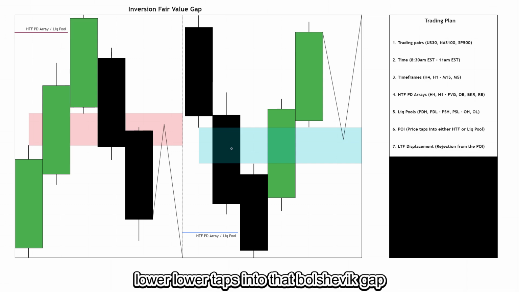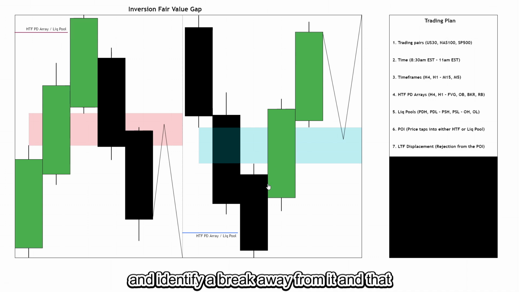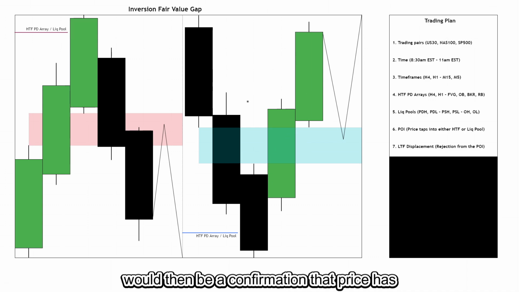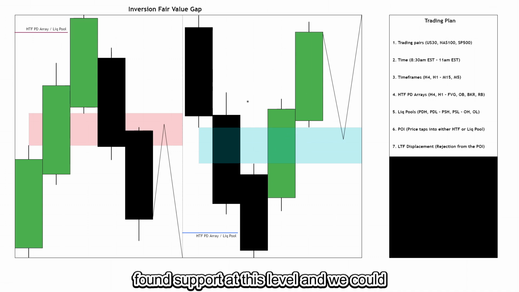Price comes lower, lower, lower, taps into that bullish fair value gap. Then we want to go on to lower time frames and identify a break away from it, and that would then be our confirmation that price has found support at this level, and we could potentially see a reversal here.